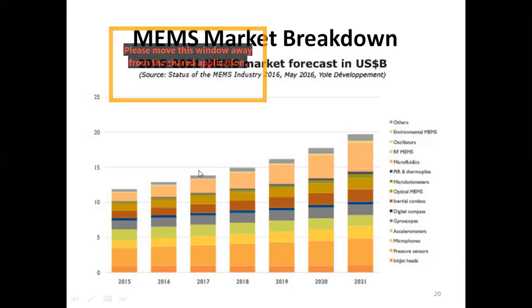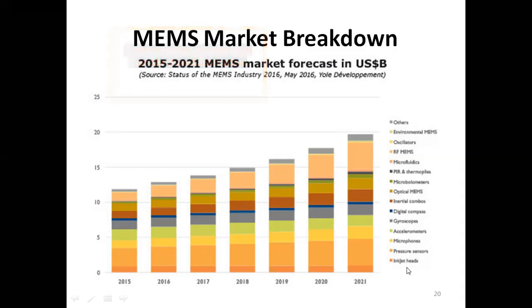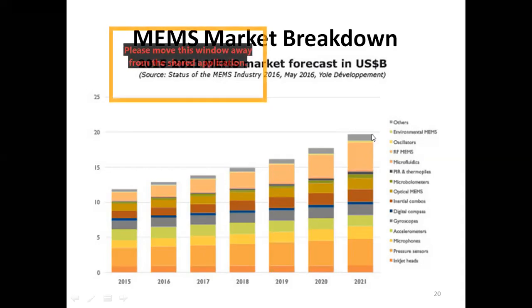So 2017, as you could see, the market is growing, and these are the applications of the MEMS in the products. And we are expecting that in 2021, the market of the MEMS in the world would grow up to 20 billion US dollars. So you could see that the utilization of MEMS products is growing by leaps and bounds with time.